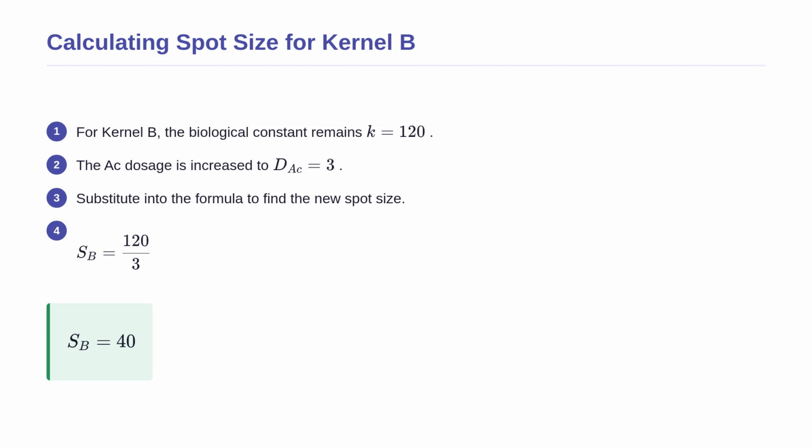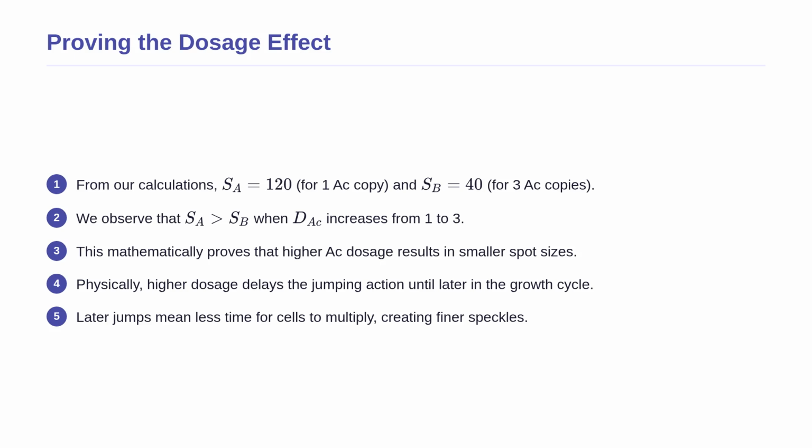Dividing 120 by 3 gives us our final answer. The average spot size for kernel B is only 40 arbitrary units. We can clearly see that kernel B has a significantly smaller spot size compared to kernel A. So we have successfully calculated the spot sizes for both kernels.